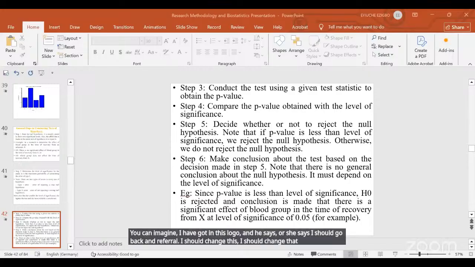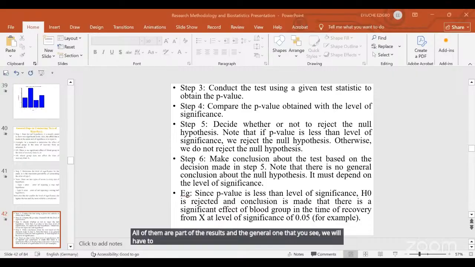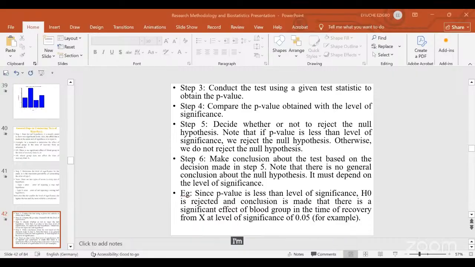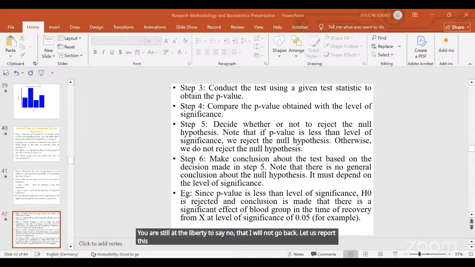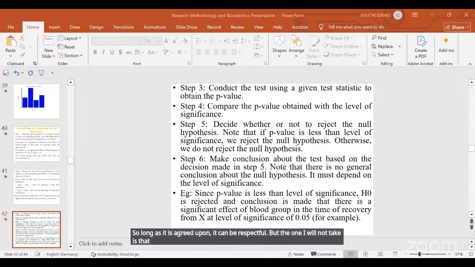But all of them are part of the research. And whichever one that you see, we will have to accept it. And you are still at liberty to say no, that I will not go back. Let us report this. So long as it is agreed upon, it can be reported. But the one I will not take is that you begin to change so that it will conform to the way you want it. That one is academic fraud, and that cannot be encouraged.